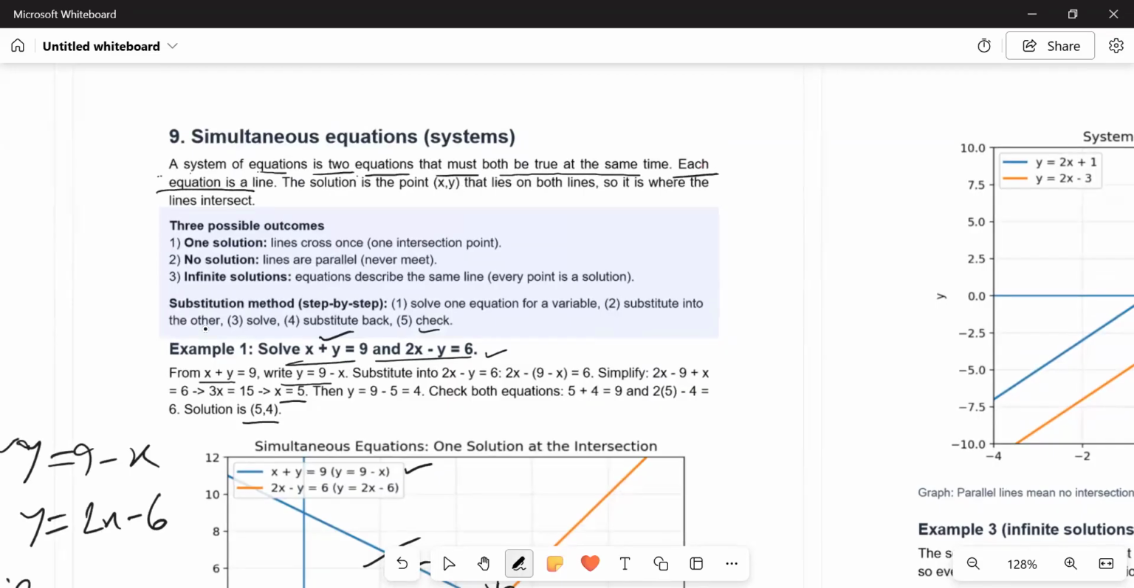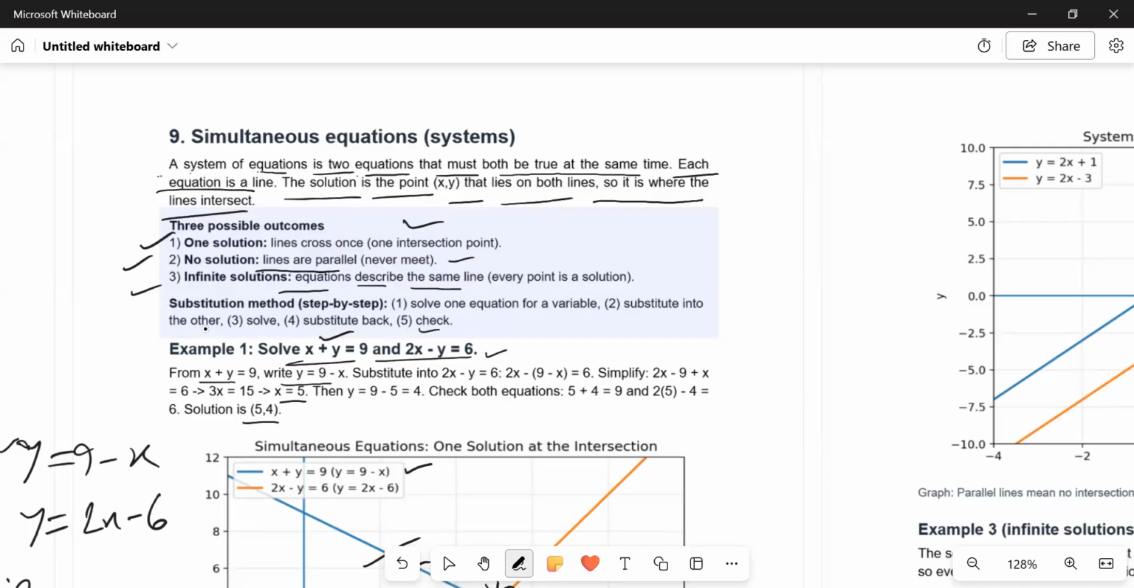Each equation is a line. The solution is the point (x, y) that lies on both lines, so it is where the lines intersect. Now there are three possible outcomes. One solution means that both lines cross only once, at one intersection point. No solution means the lines are parallel and never meet. Infinite solutions means the equations describe the same line, so every point is a solution.